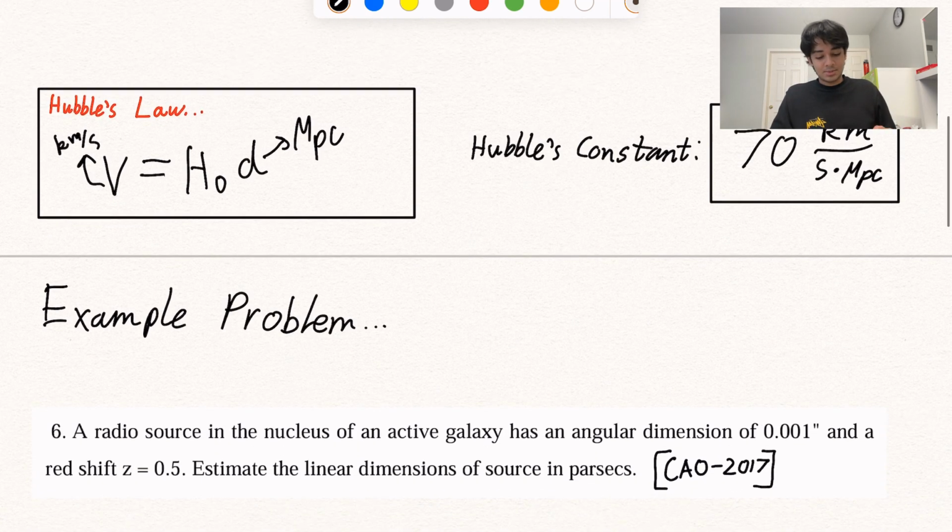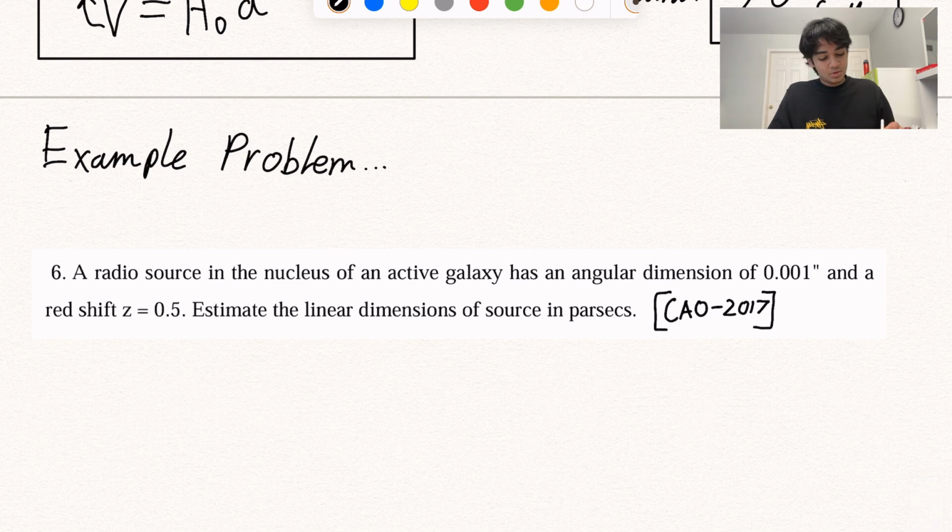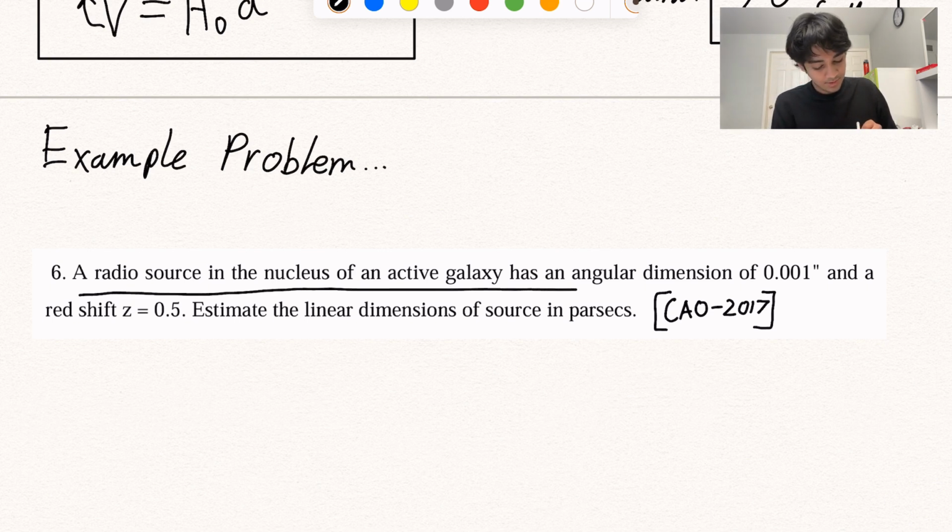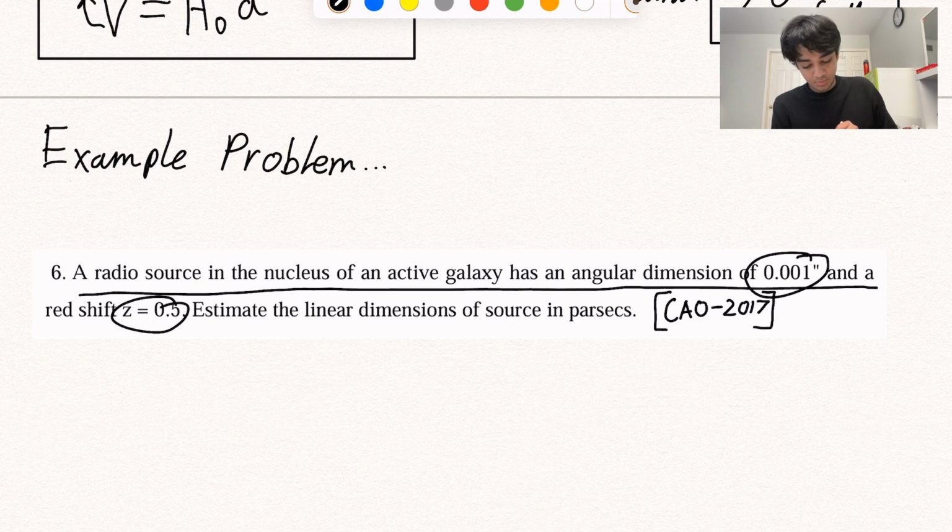Now let's try some example problems. This is from the 2017 Canadian Astronomy Olympiad. A radial source in a nucleus of an active galaxy has an angular dimension of 0.001 arcseconds and a redshift of 0.5. Estimate the linear dimensions of this source in parsecs.